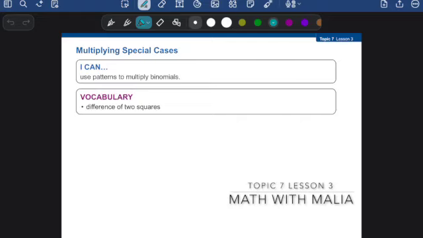Today we're doing Savvas enVision Algebra 1, Topic 7, Lesson 3, Multiplying Polynomials and the Special Cases. After this lesson, you'll be able to recognize patterns to multiply binomials.